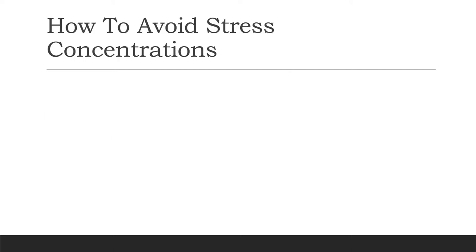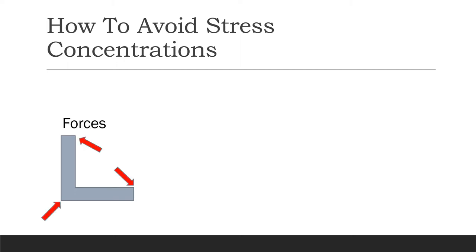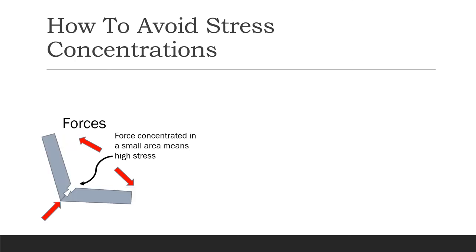So let's talk about ways that we can avoid stress concentrations in our designs. Stress concentrations often occur at sharp corners like this. Imagine that you have a structure that's constructed like this with a 90 degree angle in it, and you apply forces as shown here. That corner of that structure is a pretty small area, so the stress right in that corner gets pretty high. So what tends to happen is that the structure fails right at that point of high stress.